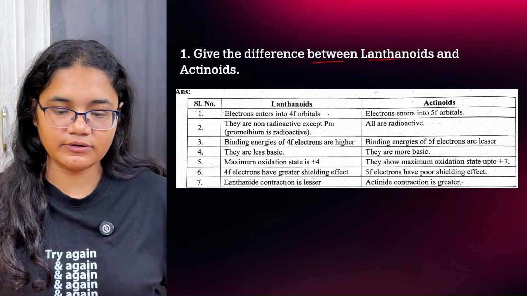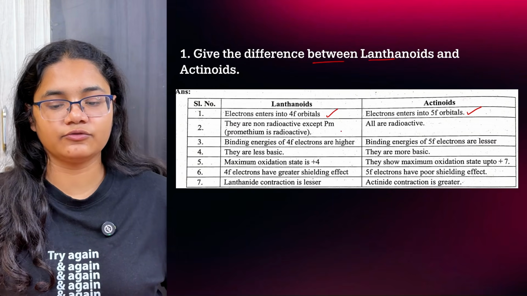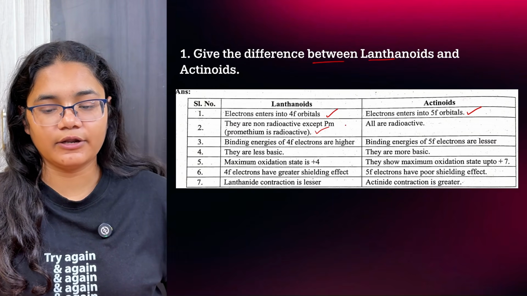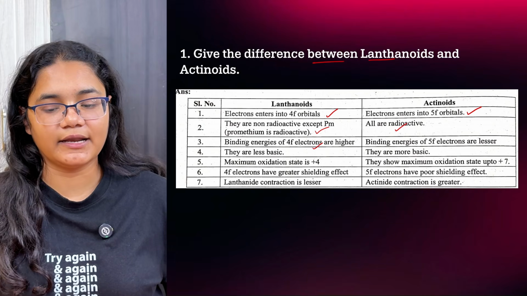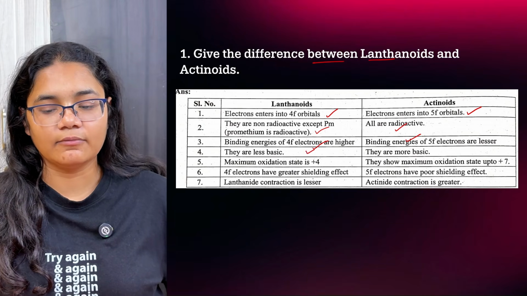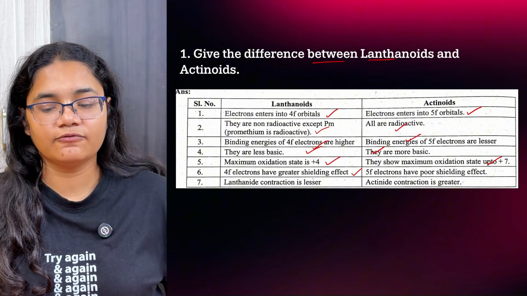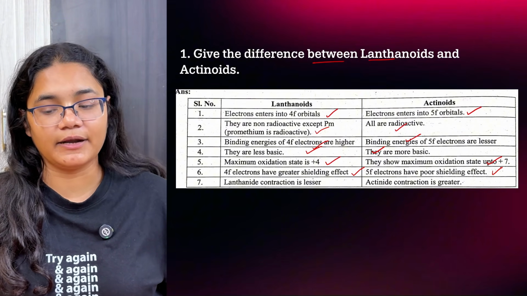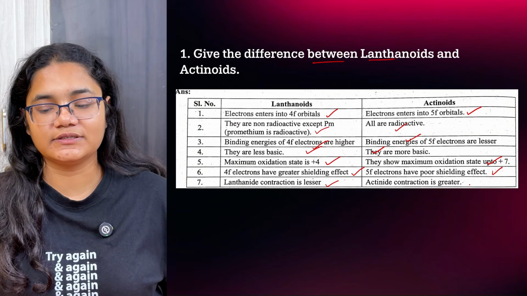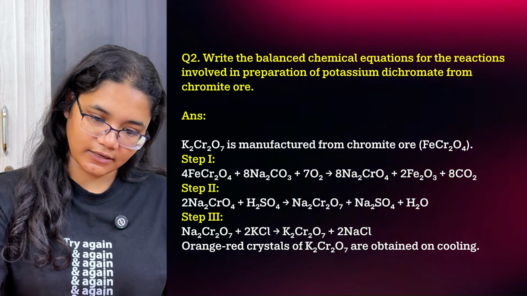Okay. So electrons enter into 4f orbital. Here it enters to 5f orbital. They are non-radioactive. They are radioactive. Binding energies are higher here, lesser here. Less basic, more basic. Higher oxidation state is +4. Here it is +7. 4f has more shielding effect compared to 5f. Lanthanide contraction is lesser, here actinide contraction is greater.